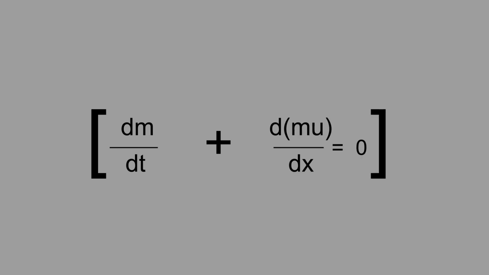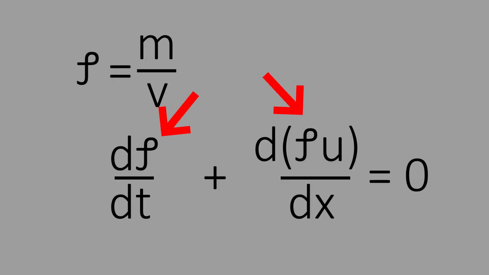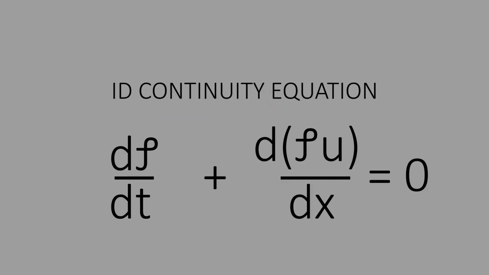And since the control volume has constant dimensions, then its volume is constant. So we are allowed to divide the whole expression by v. And putting v inside the differentiated terms won't change the situation at all. Mass over volume is the density rho. And now we are done with the one-dimensional form of the continuity equation.